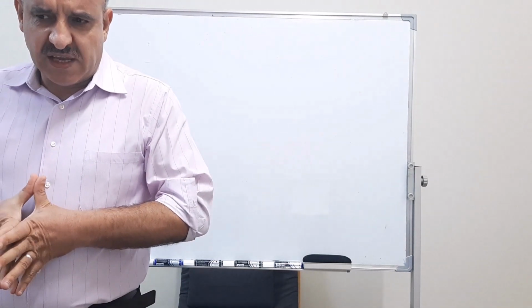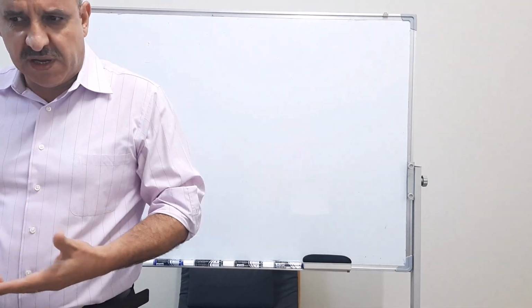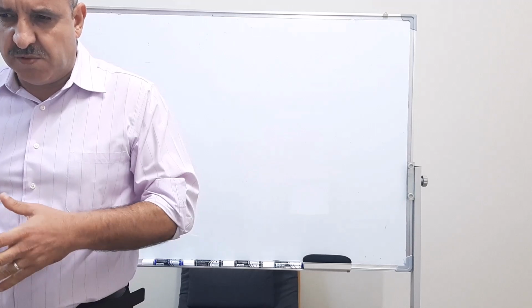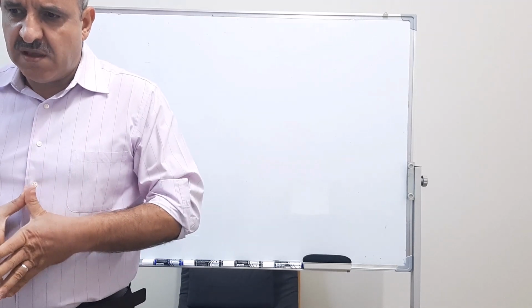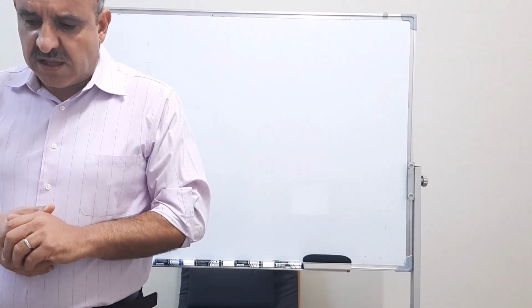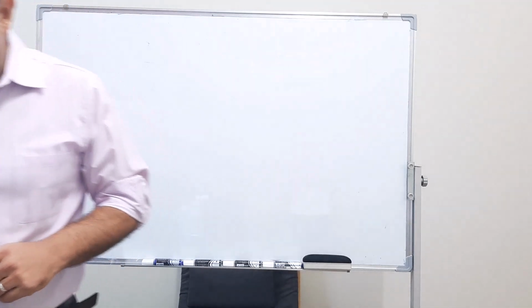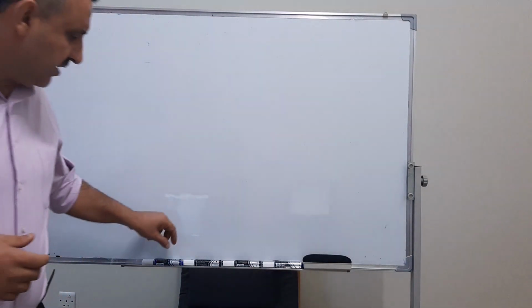So last time we discussed the alkyl groups, how we name the alkyl groups, how we name the long chain alkanes, for example methane, ethane, and so on and so forth. And today we will continue with the classification of carbon atoms.